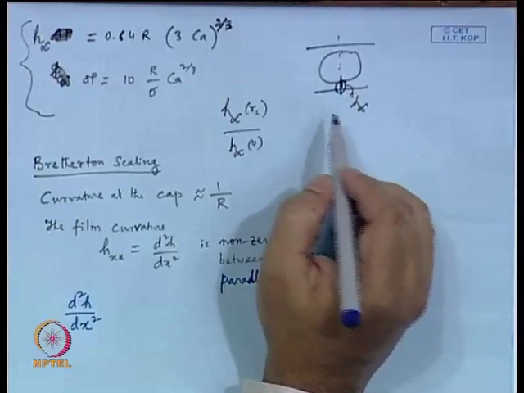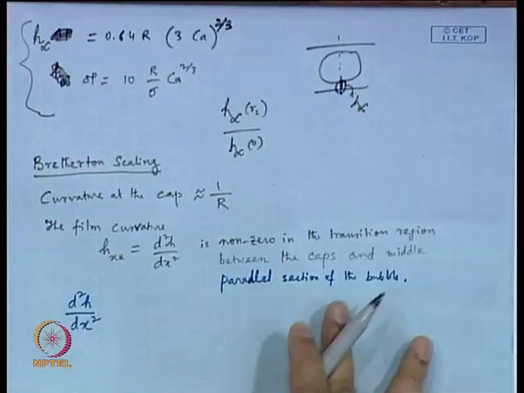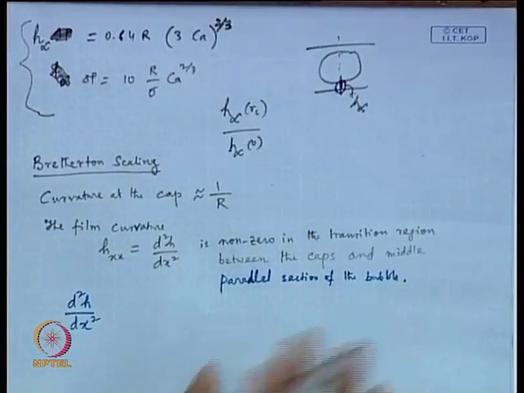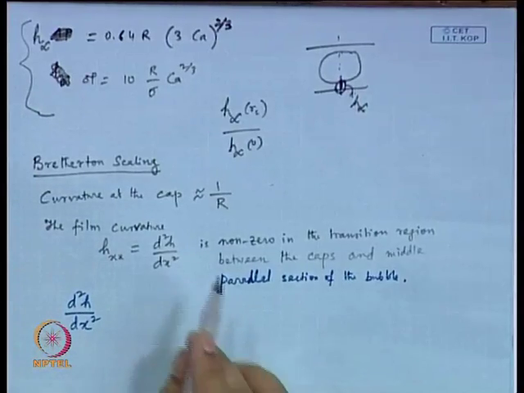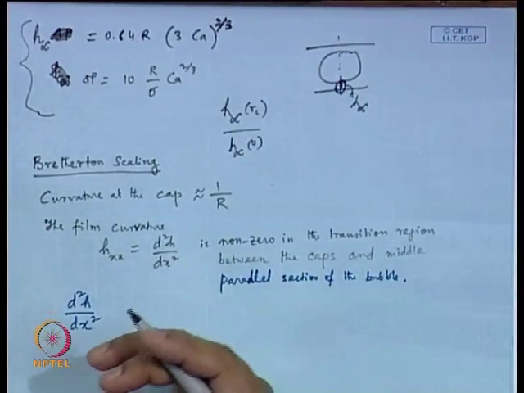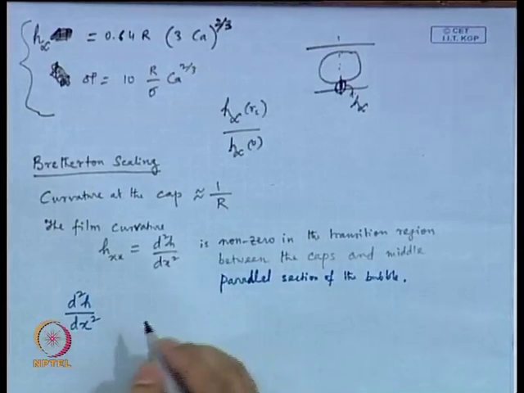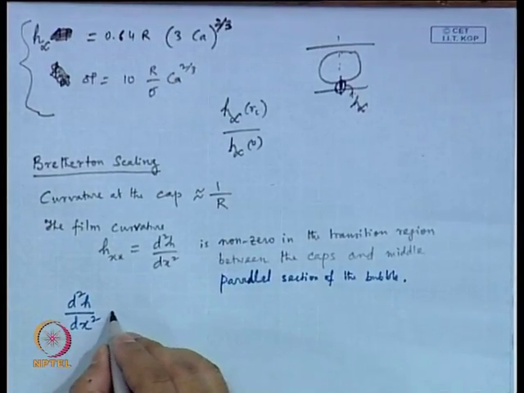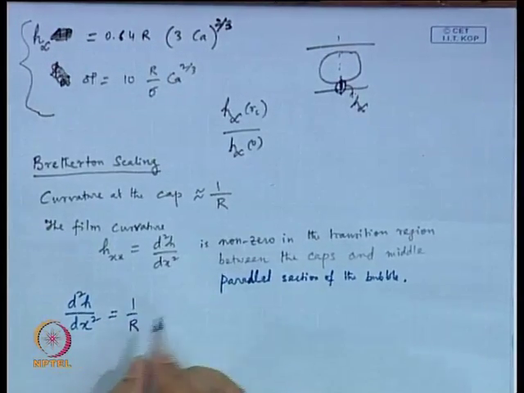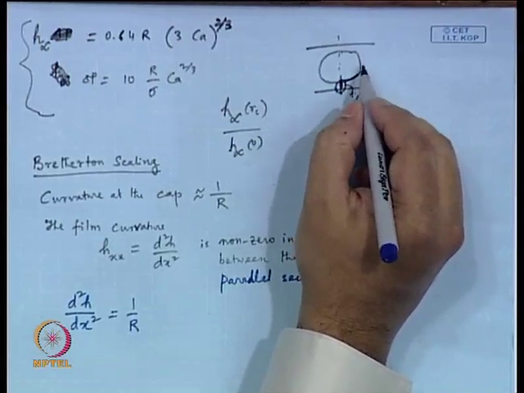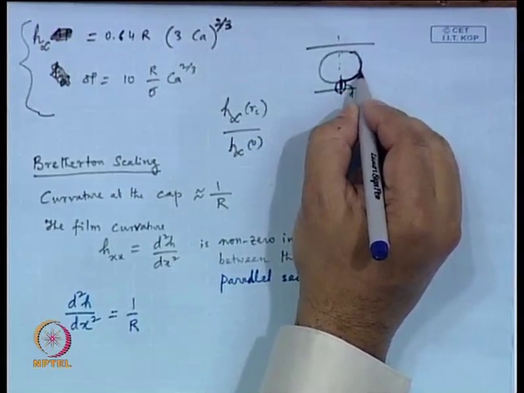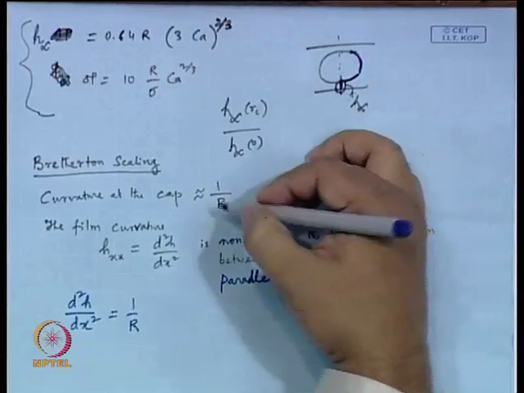That is something which matters if somebody is interested in that fact rather than a rigorous solution. The way it has been done here is that this has been equated with 1 by r. That means, what they are saying is that in some portion it is d square h dx square, and at the end this is going to be close to 1 by r.